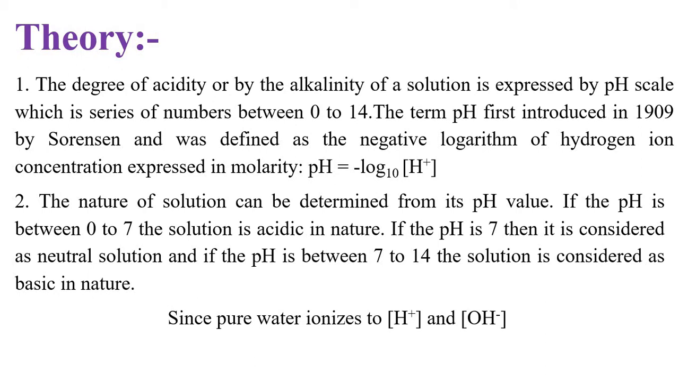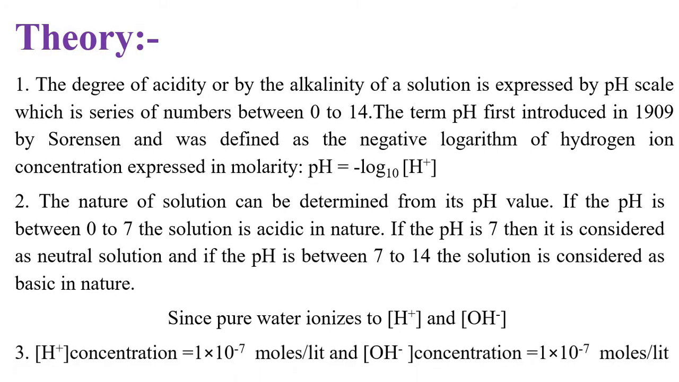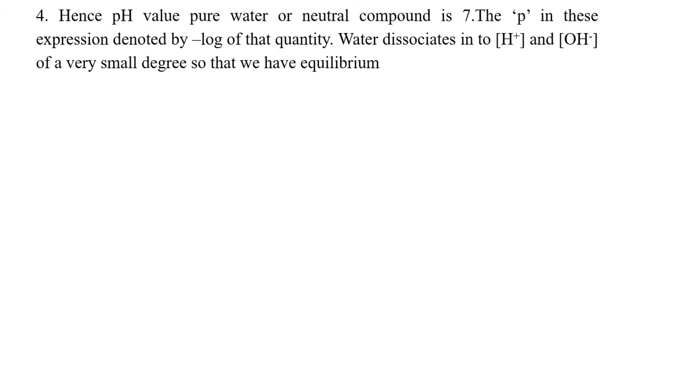As you know, pure water gets ionized as H plus and OH minus ions. Therefore, the concentration of H plus ions is given as 1 multiplied by 10 raised to minus 7 moles per liter. Similarly, the concentration of OH minus ions is also given in the same way, that is 1 into 10 raised to minus 7 moles per liter. Therefore, the pH value of pure water, which is neutral in nature, is nothing but 7.